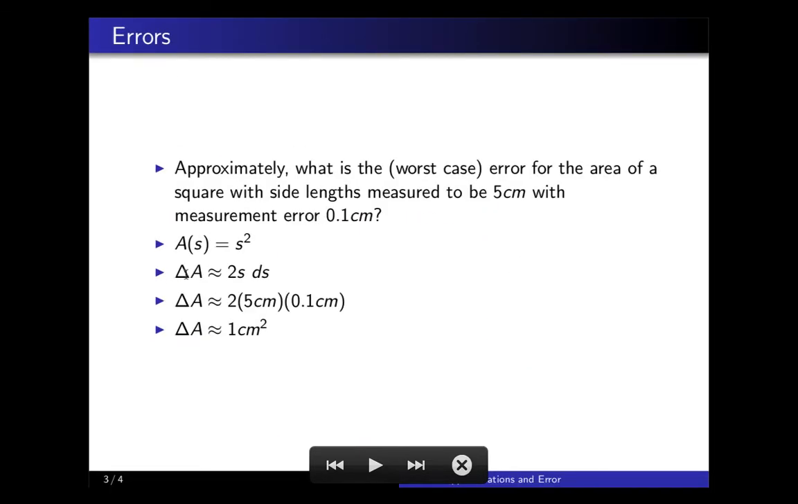Okay, so delta A is going to be approximately 2s times ds, where ds is our measurement error. And when we plug in 5 centimeters for s and a tenth of a centimeter for ds, we get that the worst case area is off by roughly 1 square centimeter.